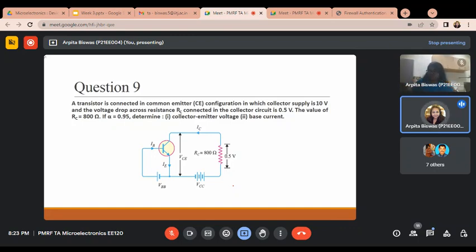So all of you have calculated this question? Yes, Kavya? VC, ma'am, VC is 9.5 volts. Yes.